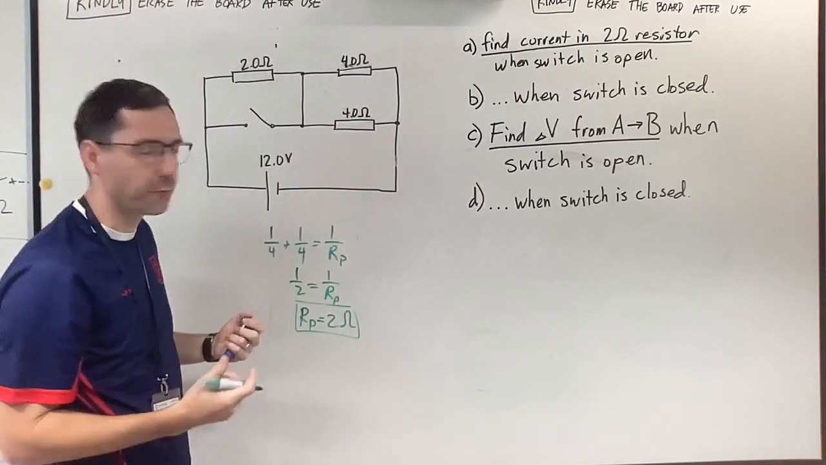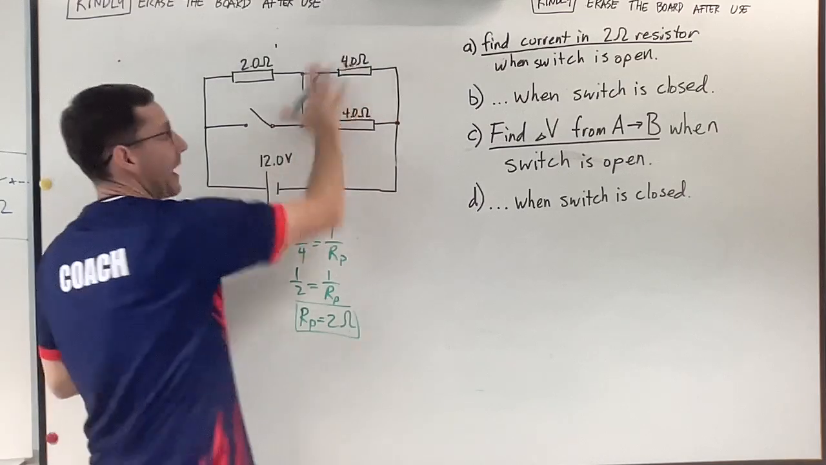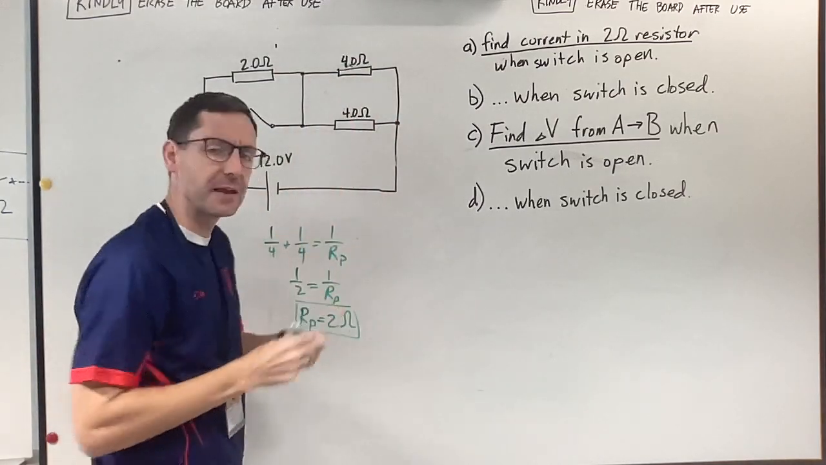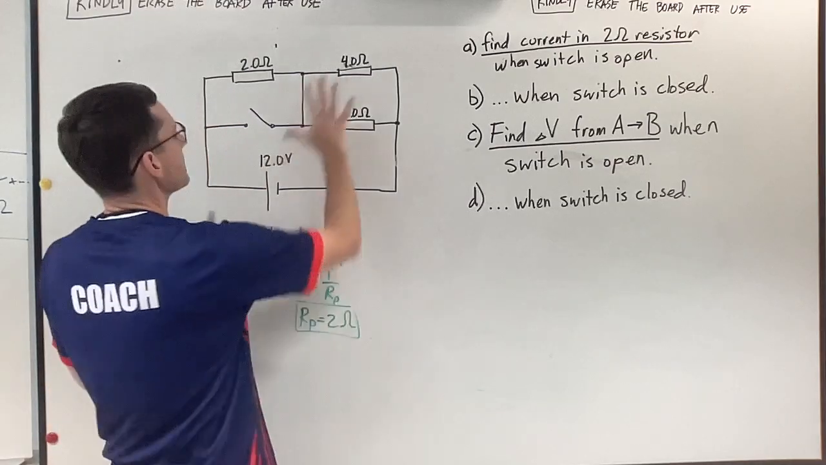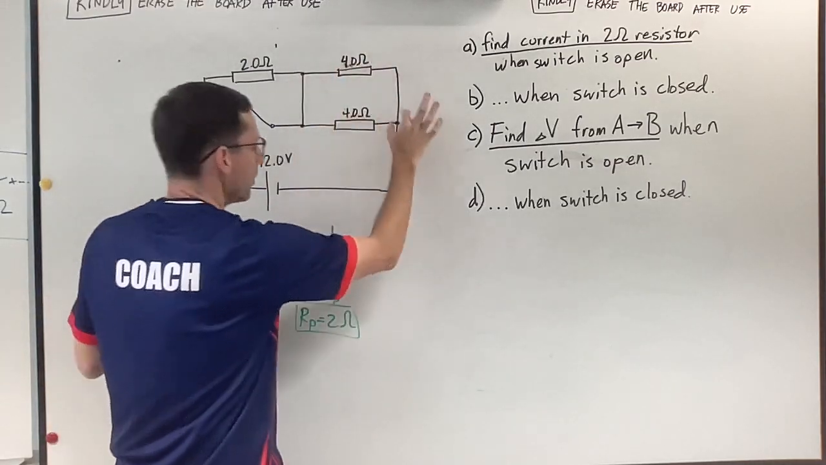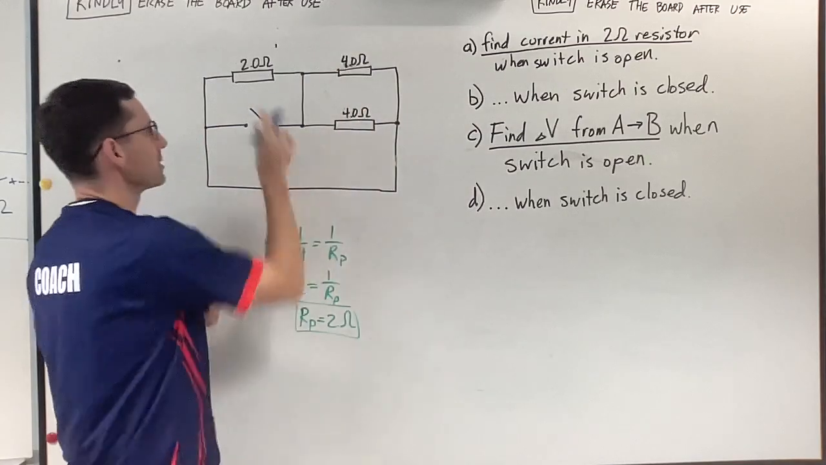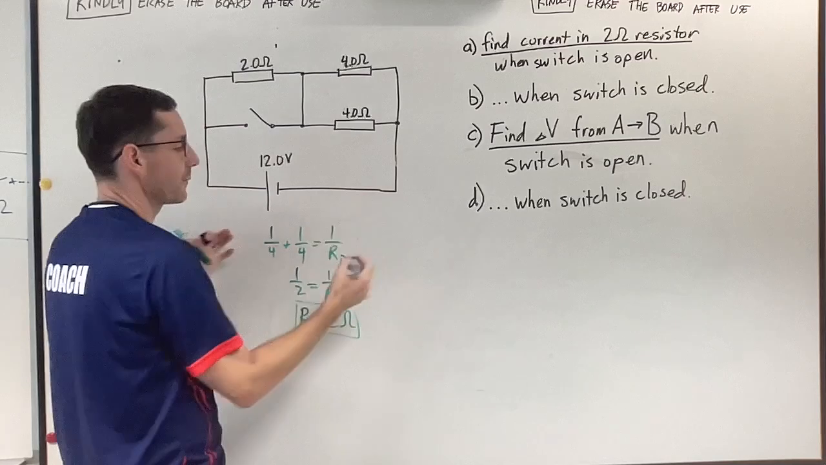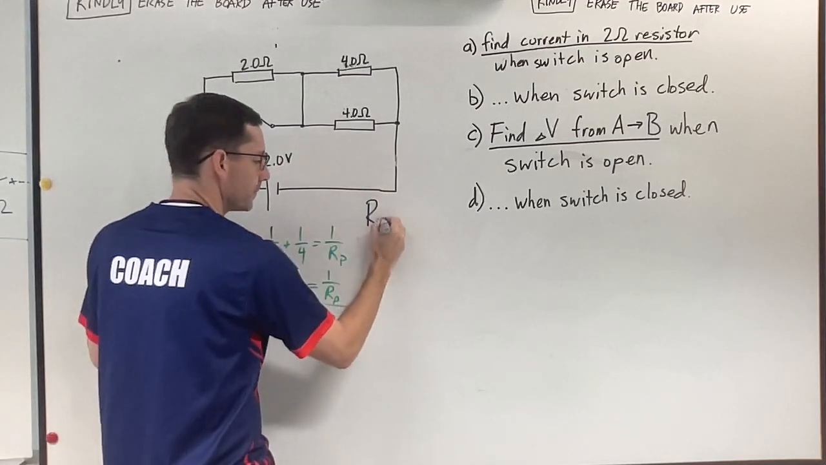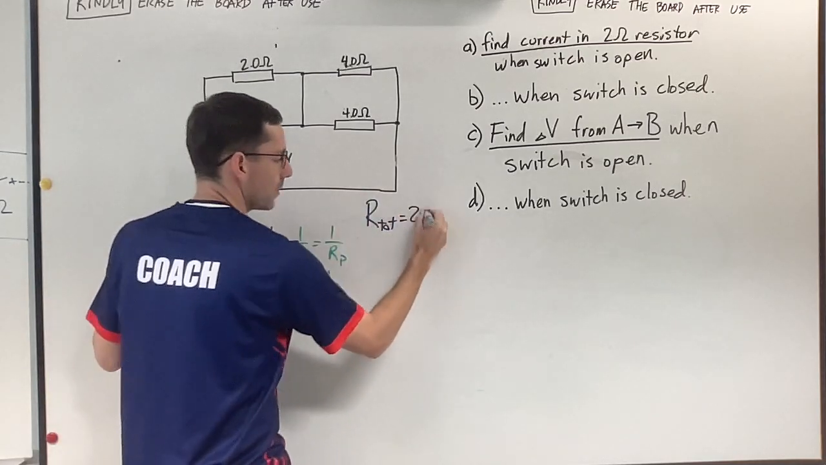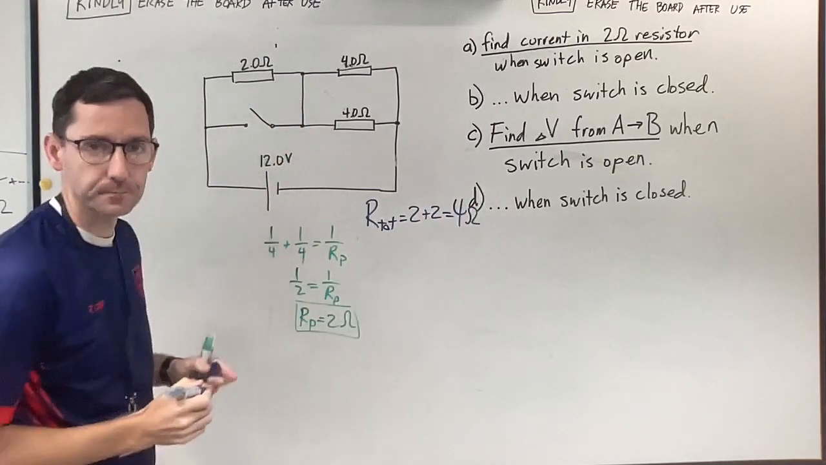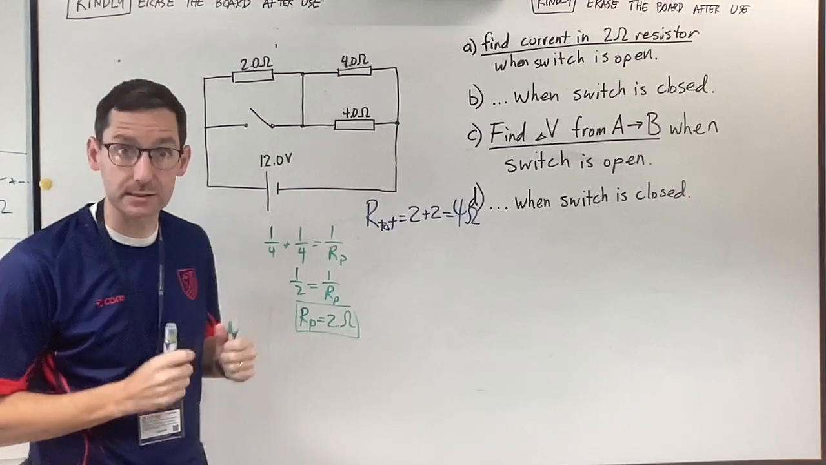Now, if it's helpful for you, redraw the circuit. Instead of having all this, go through a second 2 ohm resistor. I think most of you are okay now saying, okay, so it's just going to go from here through that, that's 2 ohms. 2 plus 2 equals 4. So the total resistance of my circuit equals 4 ohms. Right? That is the total resistance of my circuit.